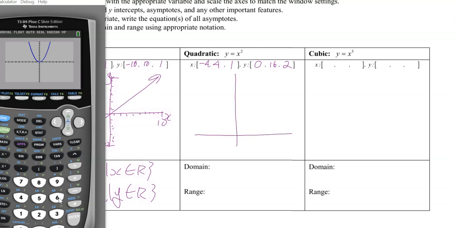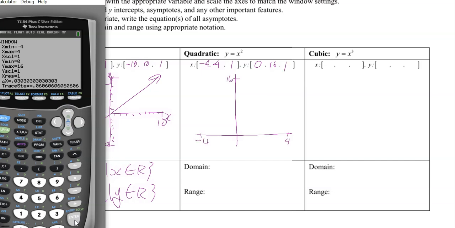So my graph's going to look like this. I'm just going to reset the window. So negative 4 to 4 by 1s, and 0 to 16 by 2s. Okay, actually, I can go 0 to 16 by 1s. That would be fine, and the reason is there will be 16 ticks if I do that. That's okay. Let's call that 16.